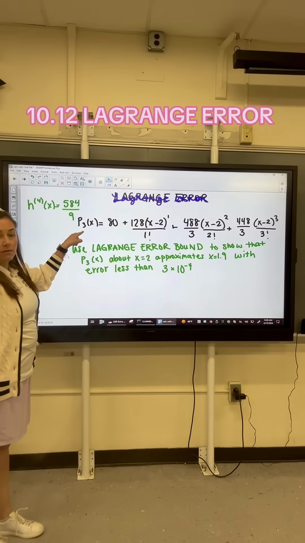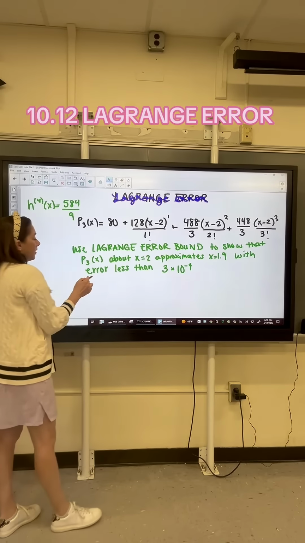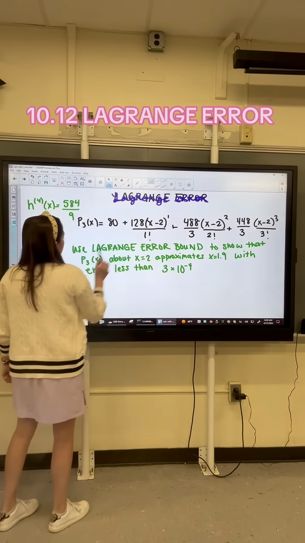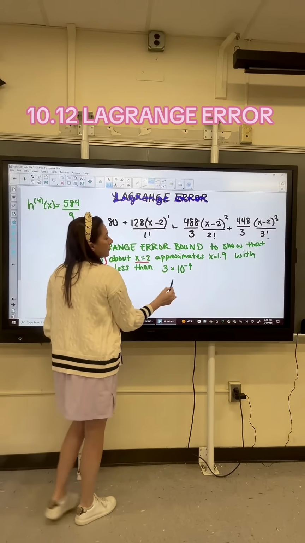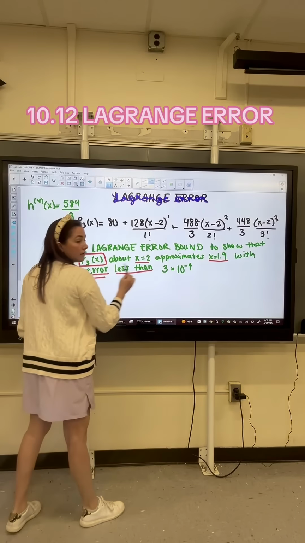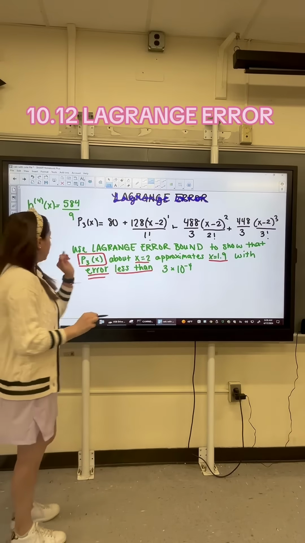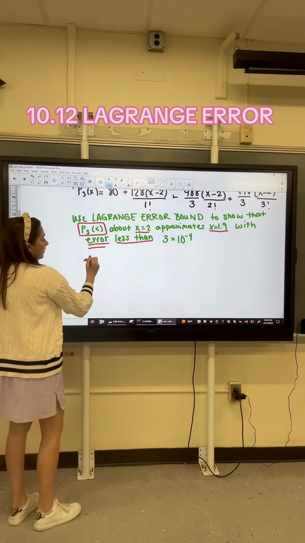Calc called Lagrange error. So we have here a third degree Taylor polynomial, and we're going to use Lagrange error bound to show that the third degree Taylor polynomial about x equals 2 approximates x equals 1.9 with error less than 3 times 10 to the negative 4. Okay, so first we need to discuss what error means and the formula.